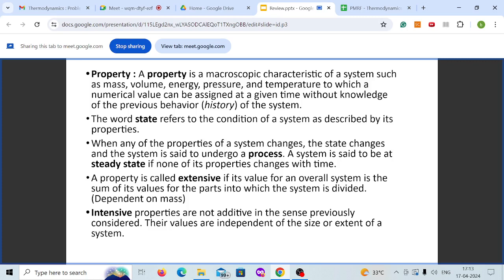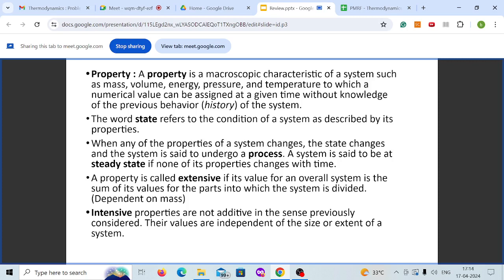So how do you distinguish between an extensive and intensive property? You take any property for a system and divide the system into half or any ratio, and if you see any change in the value of the property for the individual portions, then you say that it is an extensive property, and if it doesn't change, then you call it an intensive property.